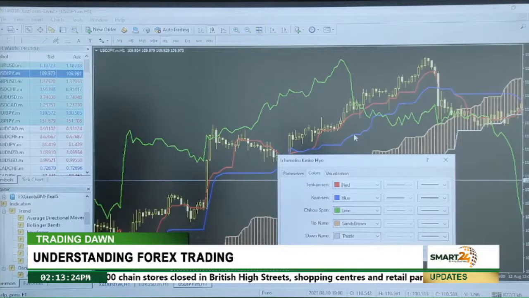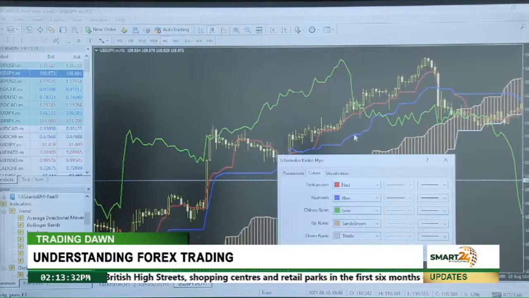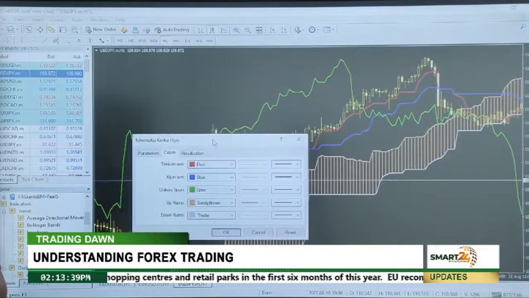I think I saw my son, he was playing this game called Ghost of Tsushima. People were talking like this, Tenkan Sen, Kijun Sen, Chikou Span. The Japanese language is quite interesting.